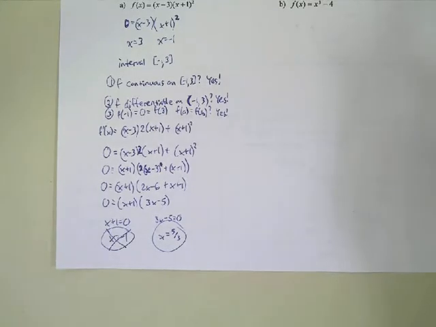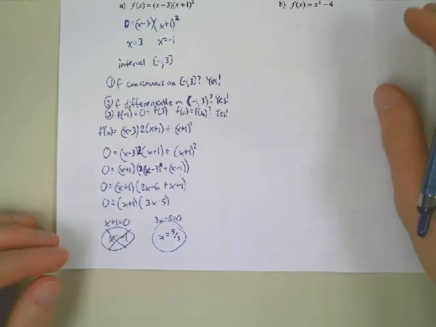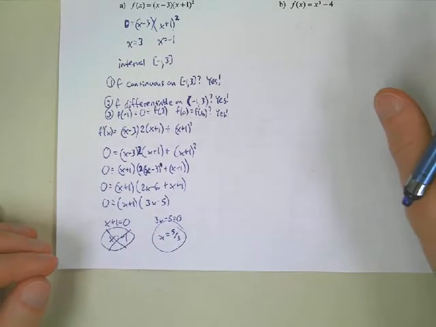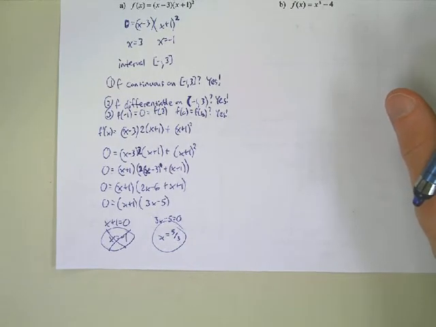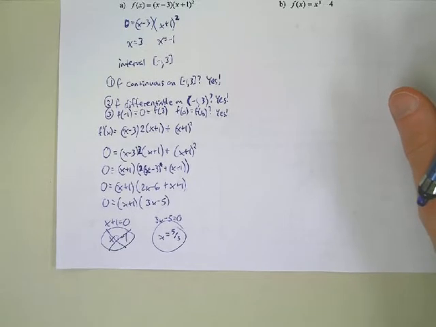On a quiz or test, be careful with that. It could be that if you include everything you get, you can't go wrong. But then it doesn't apply to Rolle's theorem. This is the only value guaranteed by Rolle's theorem. This one's not. I know it's a bit tricky.